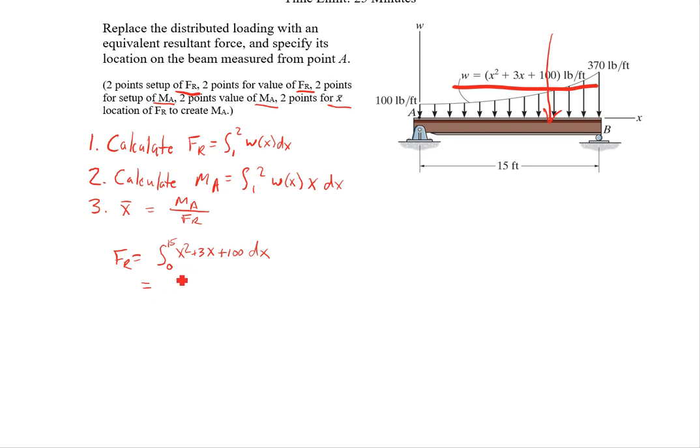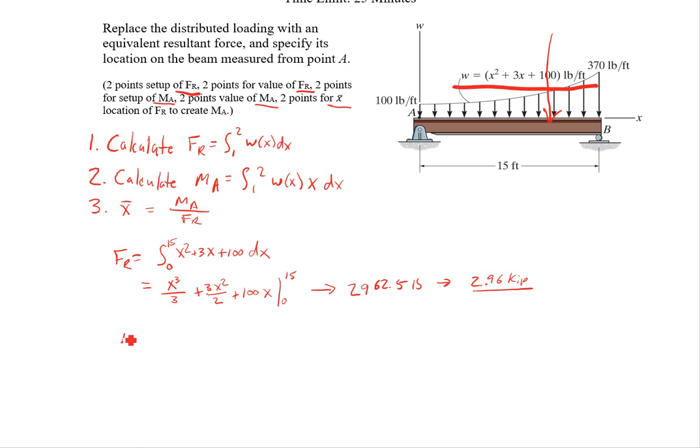So that integration, we get x cubed, bring down that integer, the exponent power down, so x cubed over 3 plus 3x squared over 2 plus 100x from 0 to 15. And when we fill in those values, we find that this is 2,962.5 pounds, or call it 2.96 kip. Alright, so there's that first bit. That should get us 4 points.